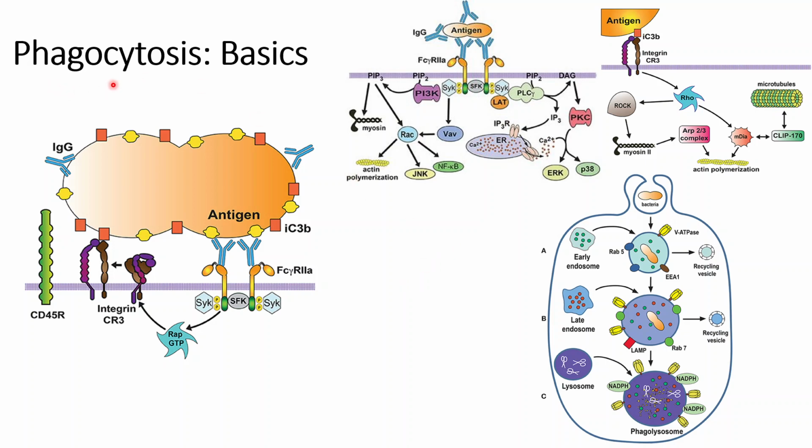In this video, we will discuss some of the basics of phagocytosis. In phagocytosis, any foreign or harmful particles that are detected by the immune system will be eaten up by the phagocytosome, and this process is known as phagocytosis.